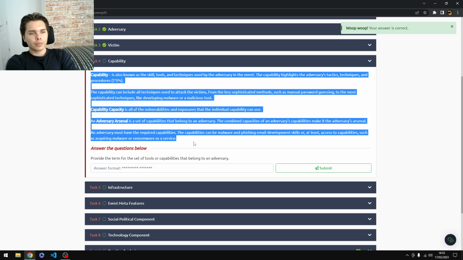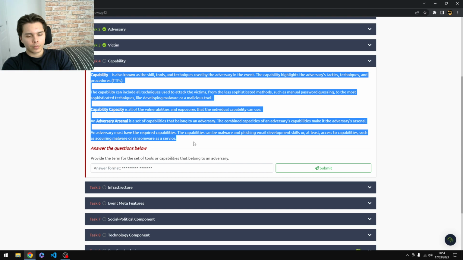Capability is also known as the skills, tools, and techniques used by the adversary in the event. The capability highlights the adversary's tactics, techniques, and procedures, TTPs. The capability can include all techniques used to attack the victims, from the less sophisticated methods, such as manual password guessing, to the most sophisticated techniques, like developing malware or a malicious tool. Capability capacity is all of the vulnerabilities and exposures that the individual capability can use. An adversary arsenal is a set of capabilities that belong to an adversary. The combined capacities of an adversary's capabilities make up the adversary's arsenal.